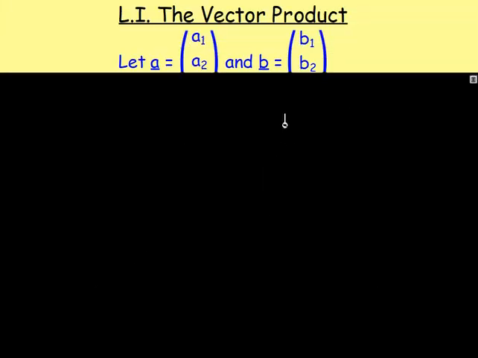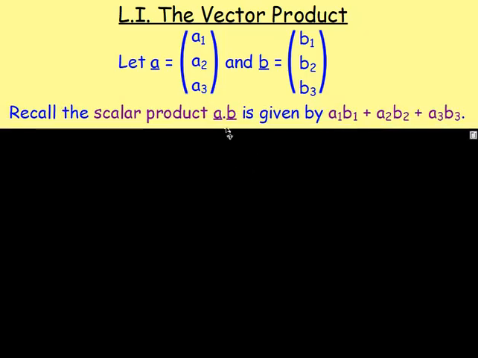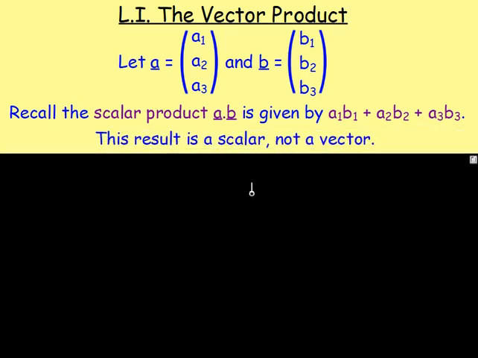Now you will remember from last year, if you have a couple of vectors, A and B, you can work out the scalar product or the dot product, A dot B. And the way you work it out is you would have A1 times B1, add A2 times B2, add A3 times B3. However, if you did work that out, you would end up getting a scalar. It would be a scalar and not a vector.